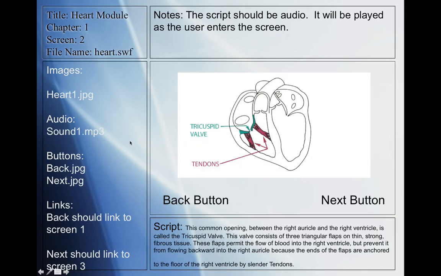Here's a sample of what it could look like. If I was developing a heart module, I have some notes at the top, and you should stop here and take a look at this because I'm not going to spend a lot of time on the screen. But you should stop and take a look at how I have everything. Notice images. Here are the images, here's the main image right here. There should be a back button here, a next button here. Here's what the script should say. Notes, someone should be reading this. Here's what the file name is going to be. This is what a storyboard looks like.